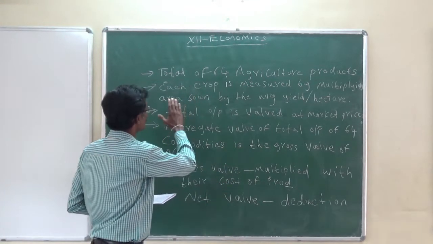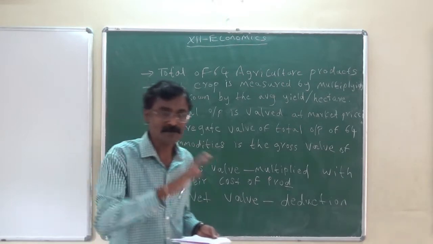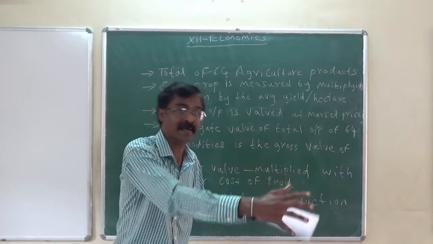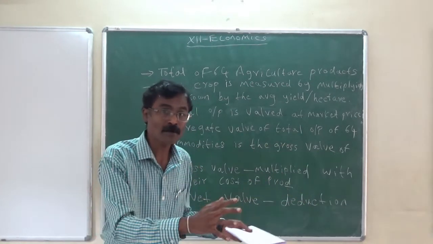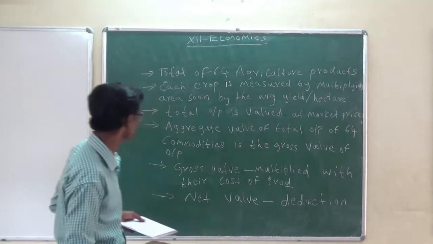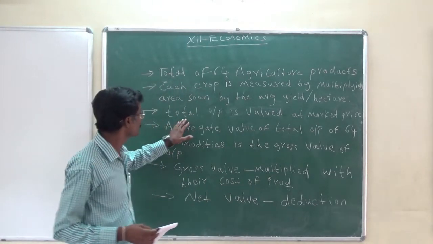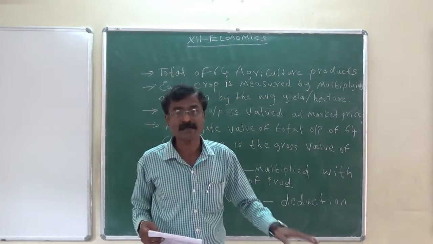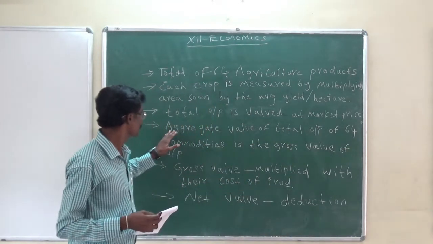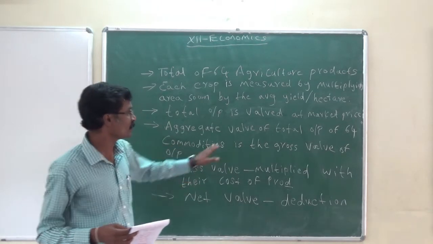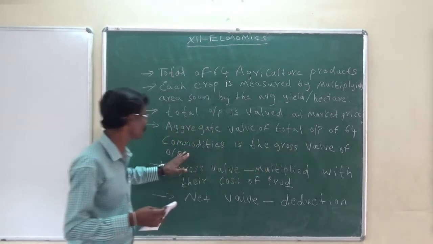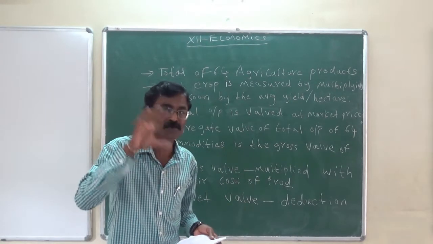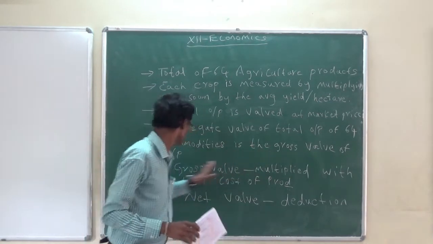That means the crop is separated out here, and each crop is separately measured per hectare. Understood? Next, the third point is the total output is valued at market price. The fourth point is the aggregate value of the total output of 64 commodities is the gross value. That means consider the total 64 output as the gross value output.